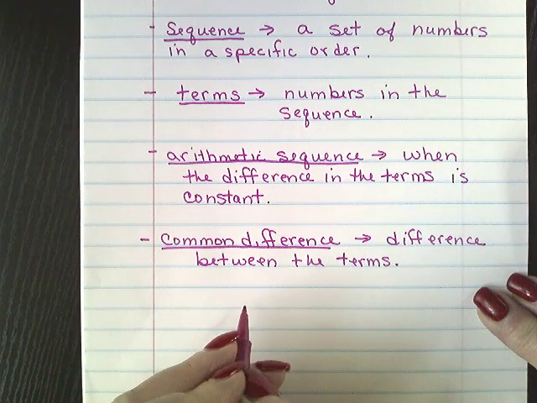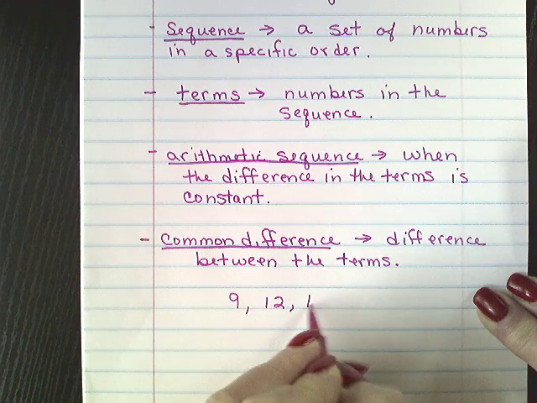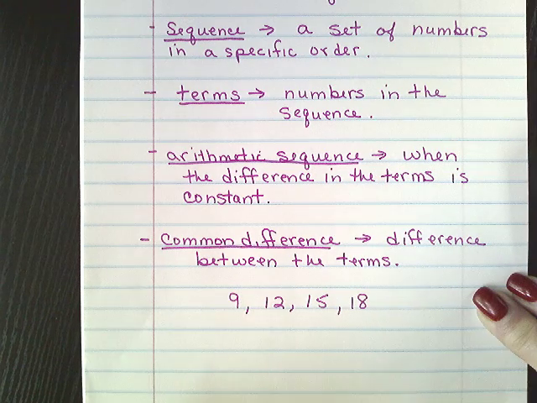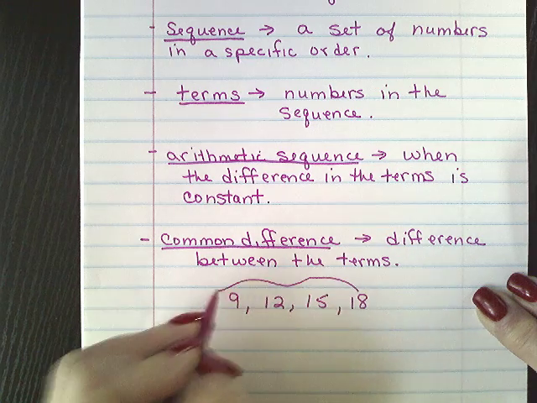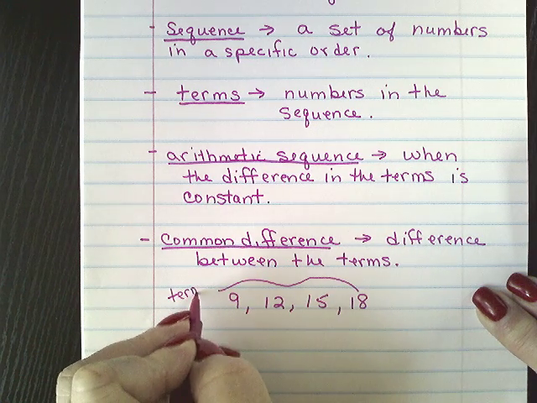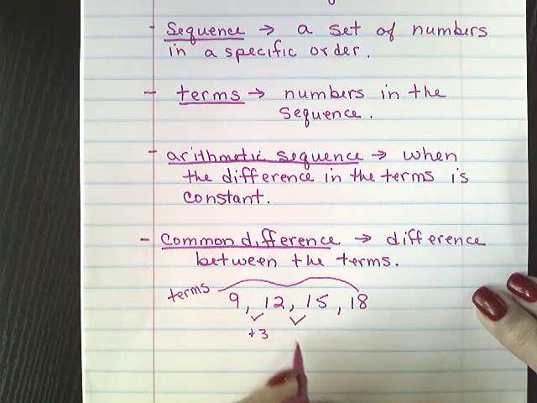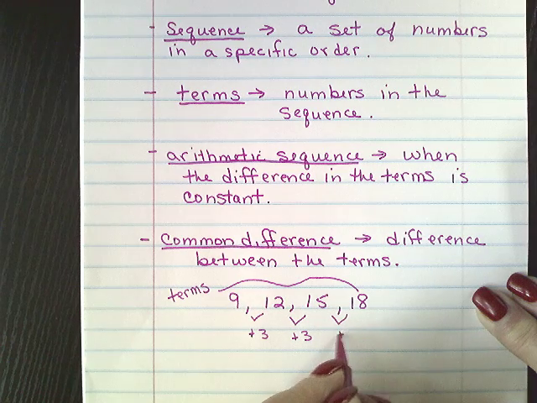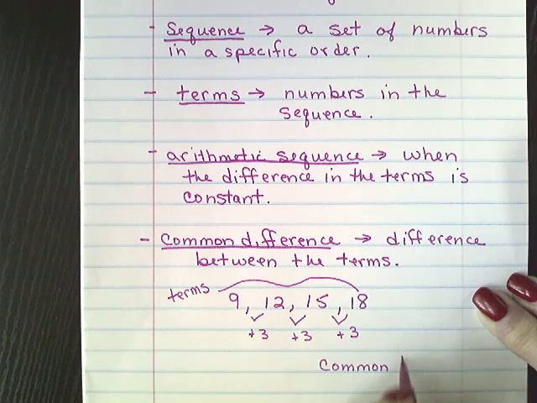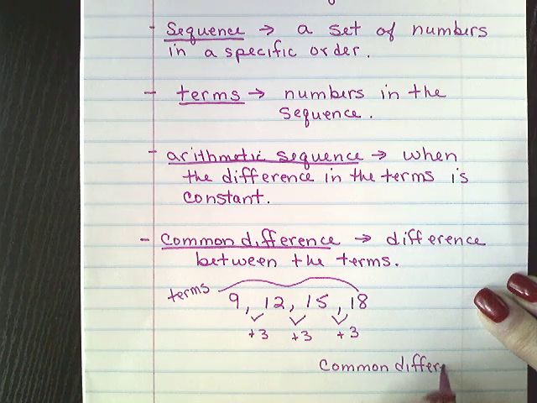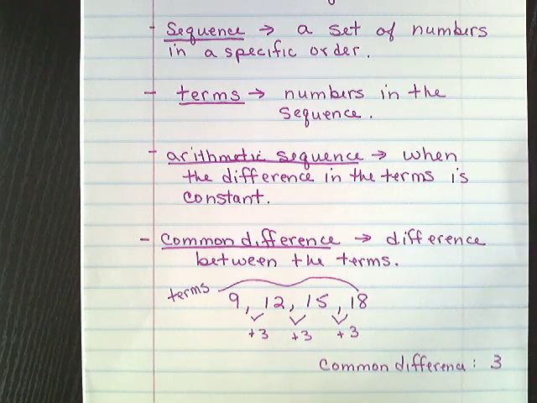Okay, so if we have 9, 12, 15, and 18, all of these would be called the terms. Here to here is plus 3, plus 3, plus 3. The common difference is 3. Okay, so we're going to do an example.